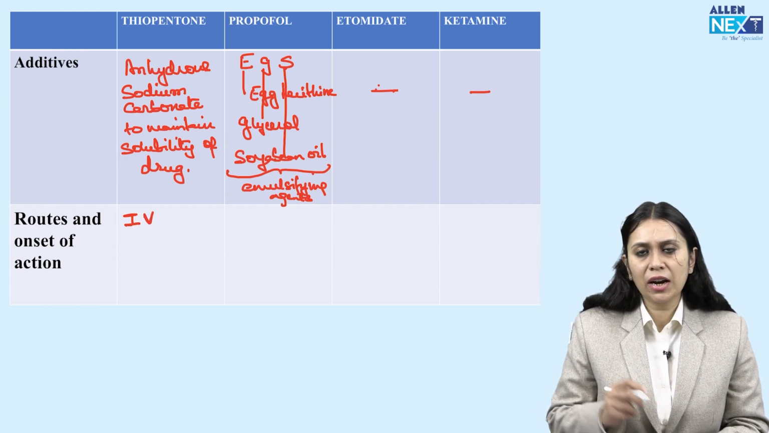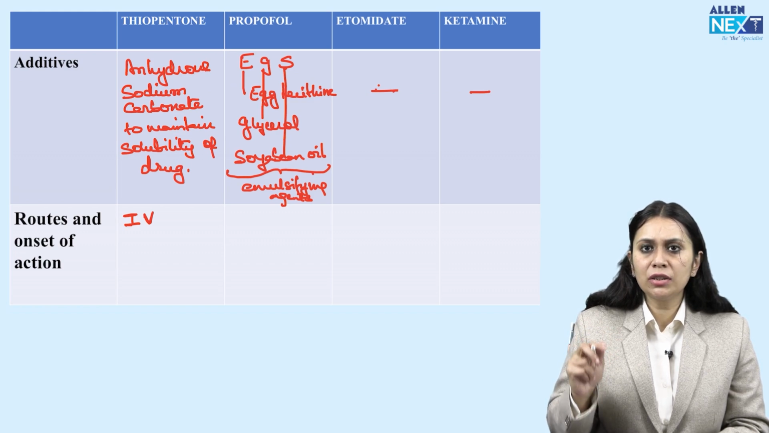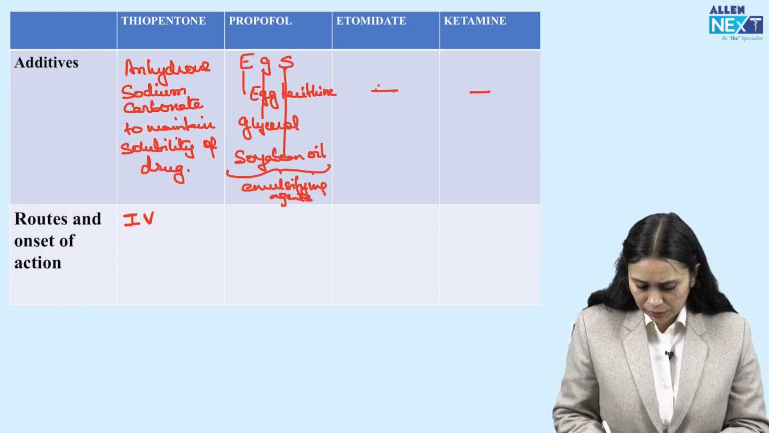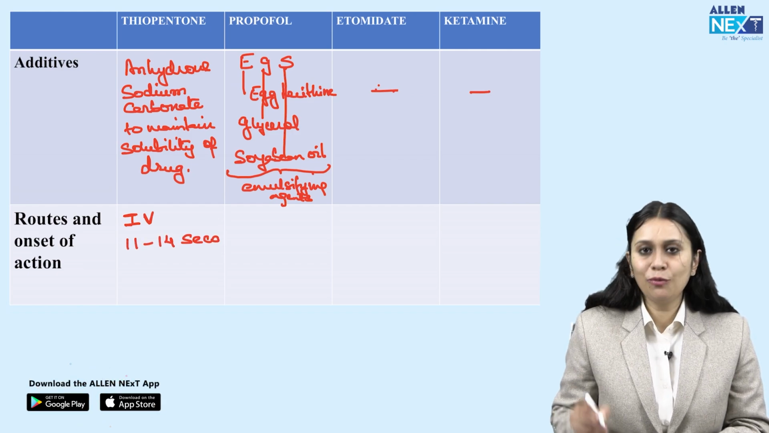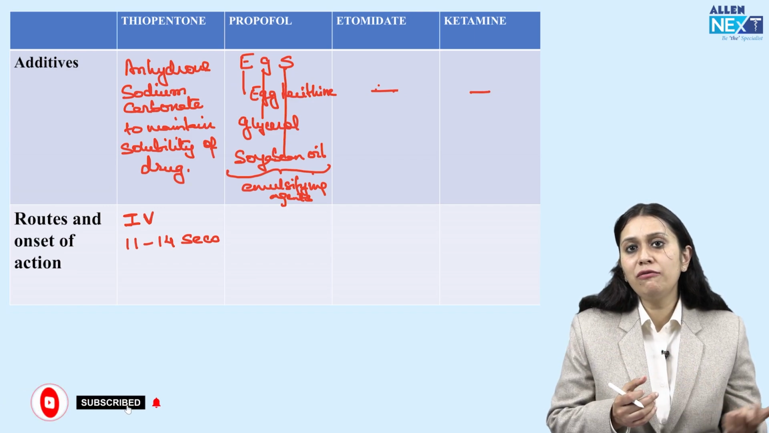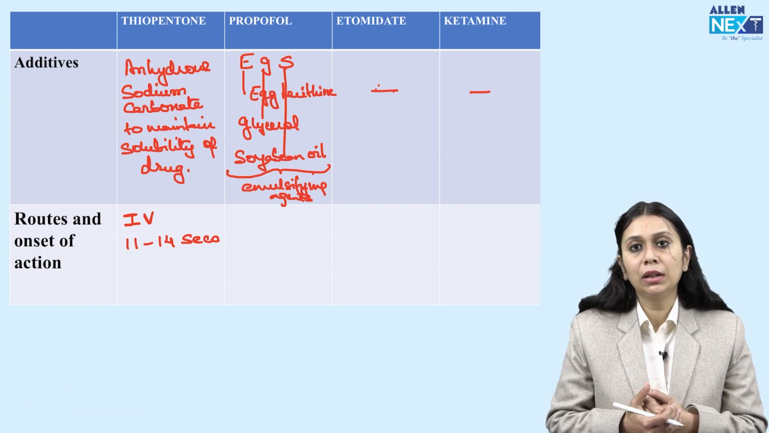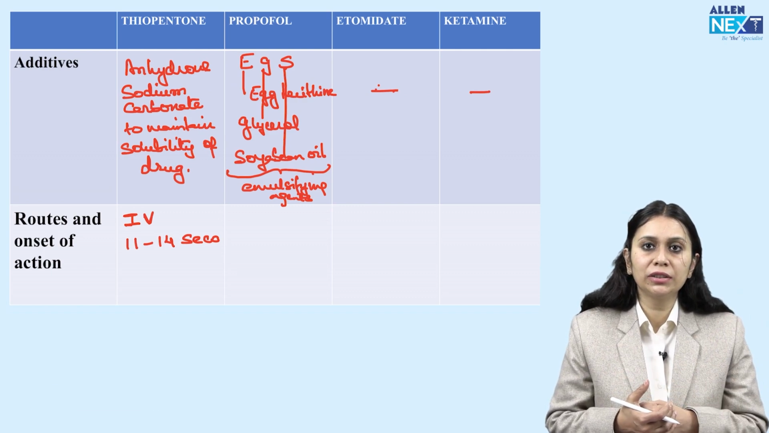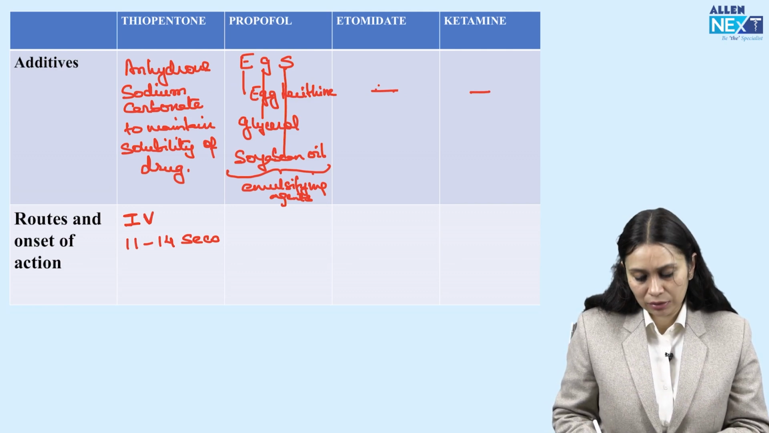And what is the onset of action of an IV dose of thiopentone? The onset of action is within one arm-to-brain circulation, 11 to 14 seconds. When you give the drug intravenously in the vein of the upper limb, how fast it reaches the central nervous system is one arm-to-brain circulation, and it is 11 to 14 seconds. So onset of action is 11 to 14 seconds.